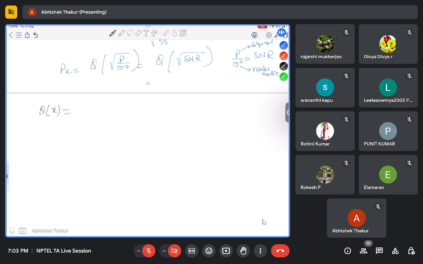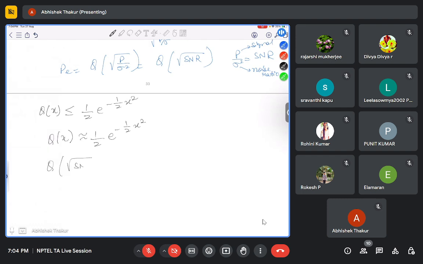The Q function of x is always less than half e to the power of minus half of x squared, so we can approximate it as half e to the power of minus half x squared. Whenever the bit error rate is given as the Q function of square root of SNR, this can be written as half e to the power of minus half x squared, where x is root over SNR, so x squared will be SNR. So we can also use this equation for the SNR.